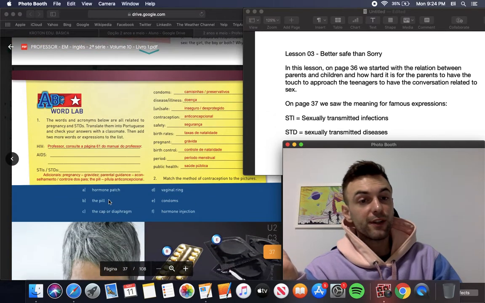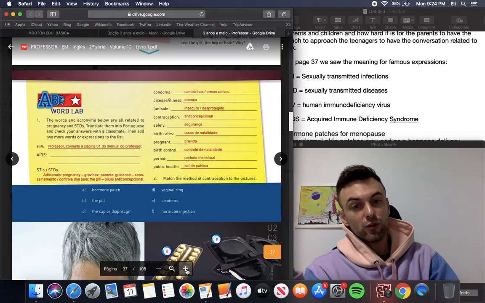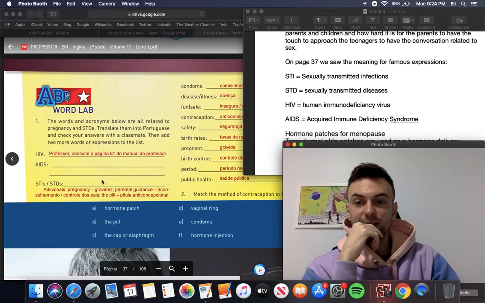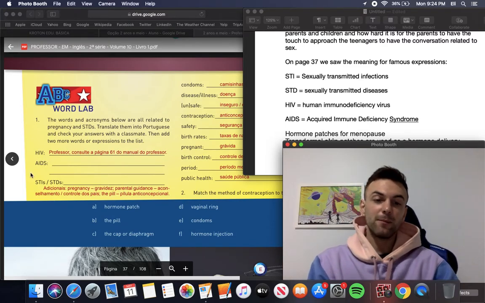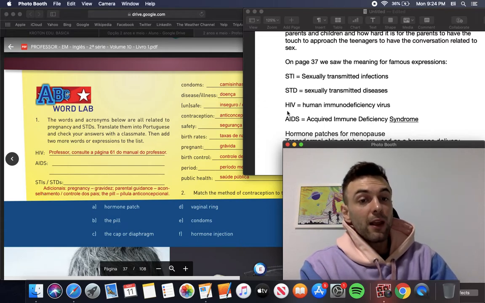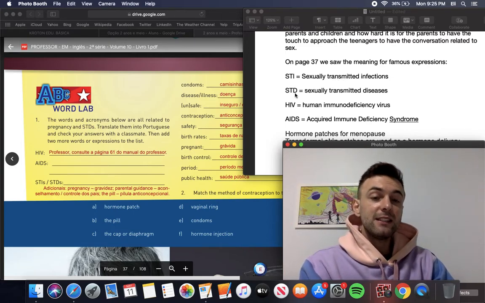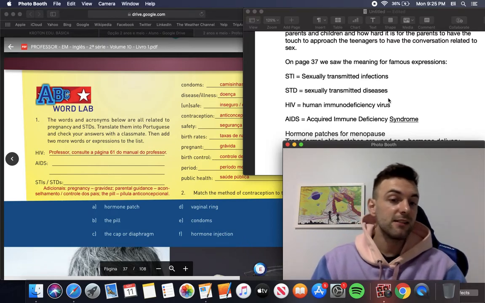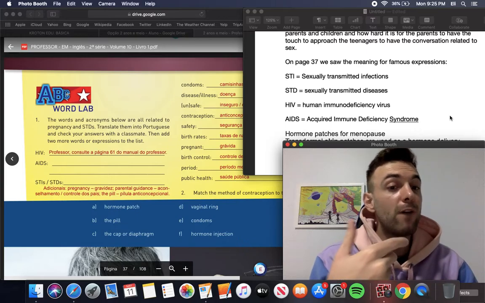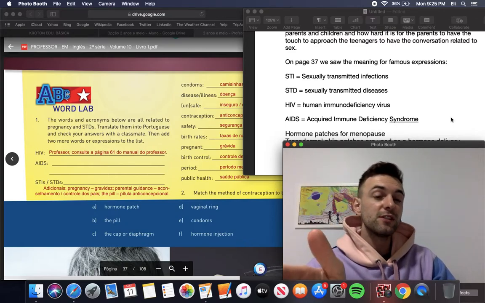Following on page 37, we saw the meaning for famous expressions in the world. So first we have here, let me zoom in, first we have here on page 37, these pretty famous expressions here, HIV, AIDS, STIs, and STDs. Let's go for the meaning of them. The STI means sexually transmitted infections, when STD means sexually transmitted diseases, and HIV means human immunodeficiency virus. And finally, AIDS stands for acquired immune deficiency syndrome.